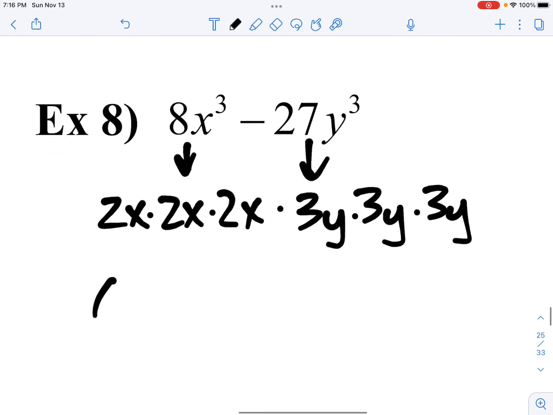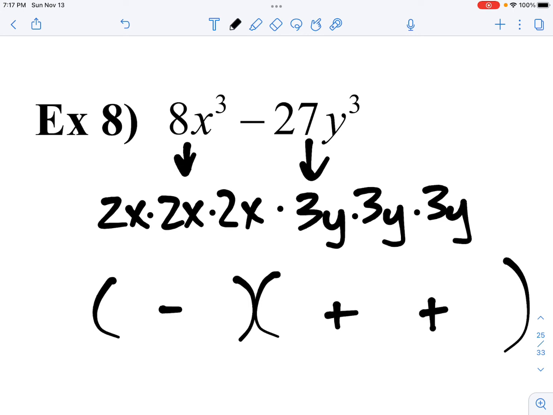Now I'm going to set up my parentheses. Almost done, you guys. The same sign in the problem goes first. The opposite sign of this goes next. And the last sign is always positive every single time. So the uncubed stuff goes in these first two spots. I'm going to put 2x and I'm going to put 3y.